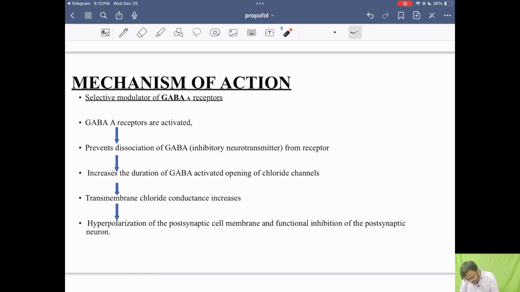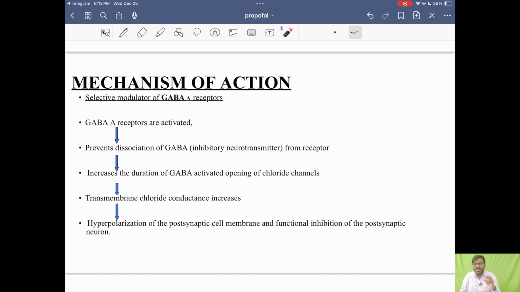So it is a selective modulator of GABA A receptors. This is a very important term. It is a selective modulator of GABA A receptors, and what it does is it prevents the dissociation of GABA from the receptor. GABA is itself an inhibitory neurotransmitter. Propofol acts on the GABA receptors and inhibits the dissociation of GABA from its receptor.